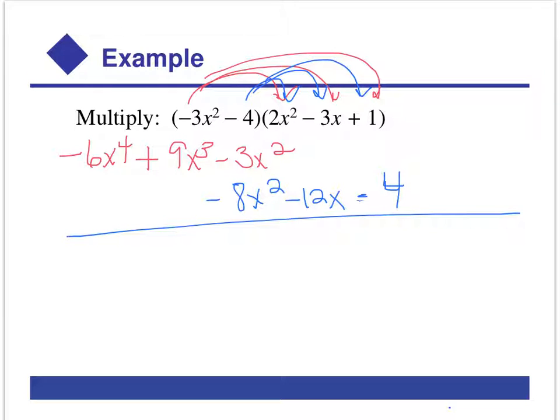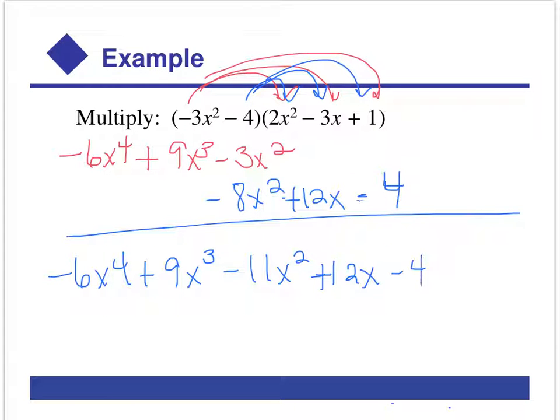And then once we get all that together, we can gather like terms and put it all together and see what we get. So I get negative 6x to the 4th plus 9x to the 3rd minus 11x squared. Let's see, negative times a negative, that was a positive 12. It'd be positive 12x, and then minus 4. And that is your final answer. Hope you're keeping up, and good luck.